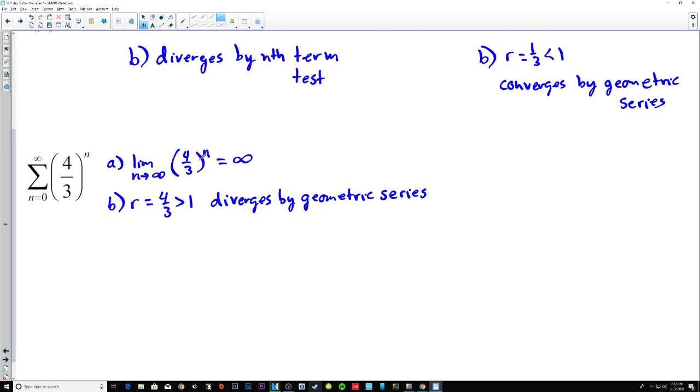Down here, the terms now are headed to infinity. And we could actually say that this diverges by the nth term test. But we could also say that r is 4/3, which is greater than 1. And we could also say that this diverges by a geometric series.